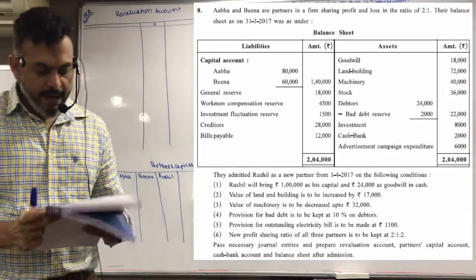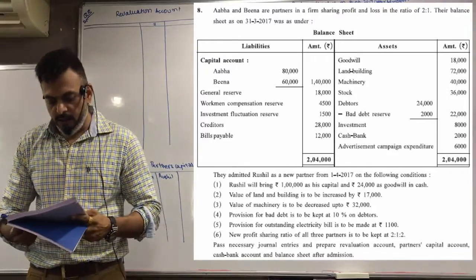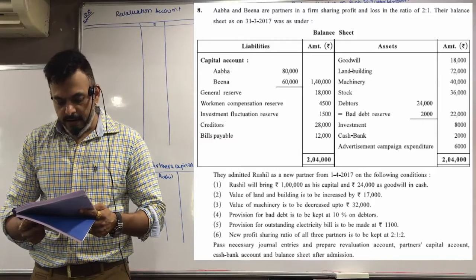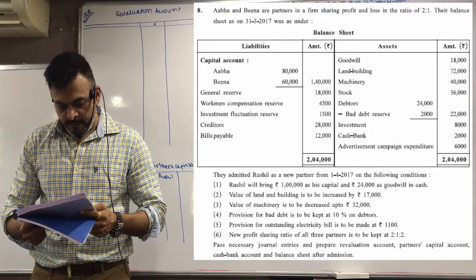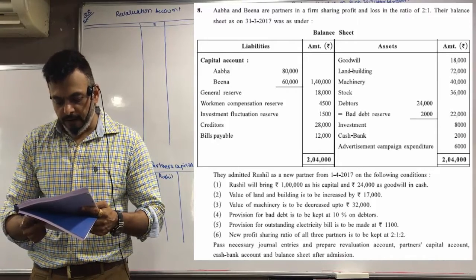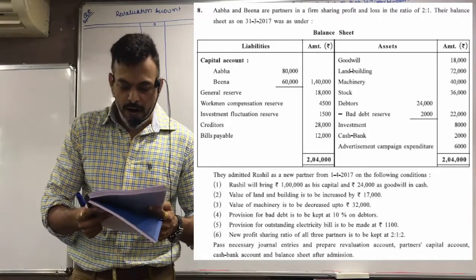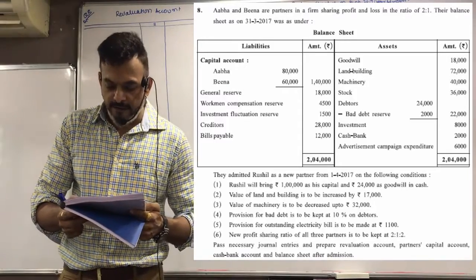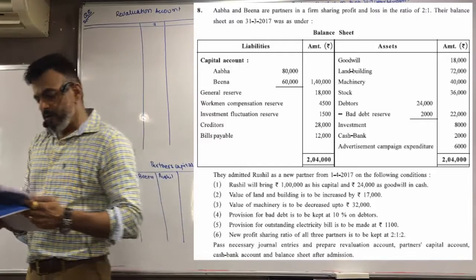Rushil will bring 1 lakh as his capital and 24,000 as goodwill in cash. Land and building, machinery, debtors are to be taken. New profit sharing ratio of all three partners is to be kept as 2:1:2. Okay, we'll use this to find the sacrifice ratio. Let's start posting.